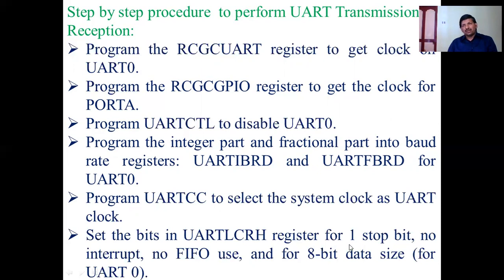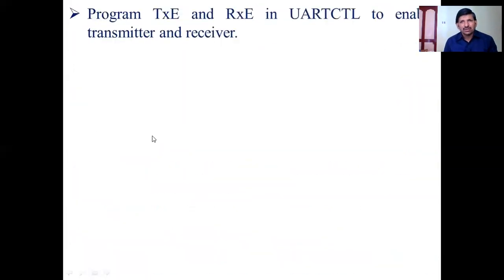So we can define the line control register. How many data bits are we transmitting? Here 8 data bits. The number of stop bits is 1. No FIFO, no interrupts for the UART 0 module. Next, program the transmitter enable and receiver enable in the UART control register to enable the transmitter and receiver.